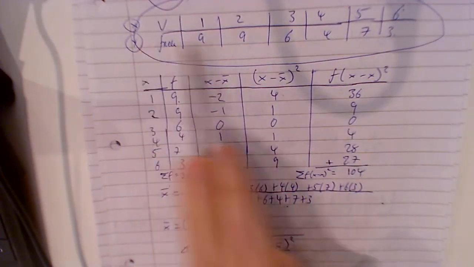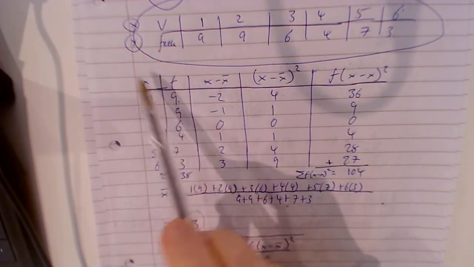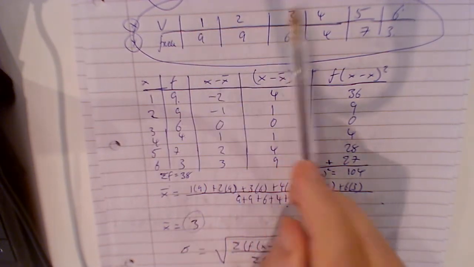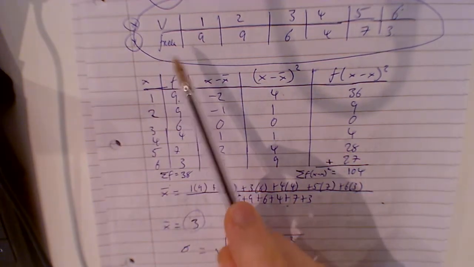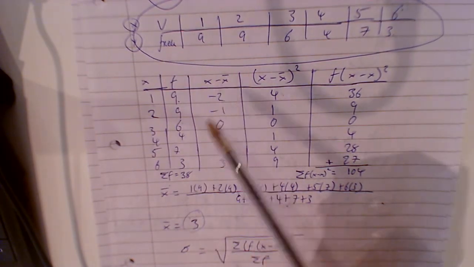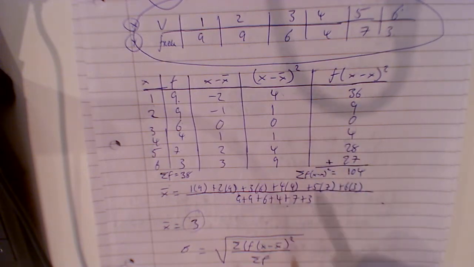The top line here is the x. The bottom line is the y. Normally, so this is the x: 1, 2, 3, 4, 5, 6. And the frequency is in there. This never, ever changes.